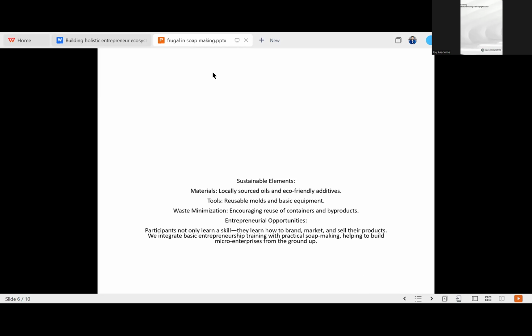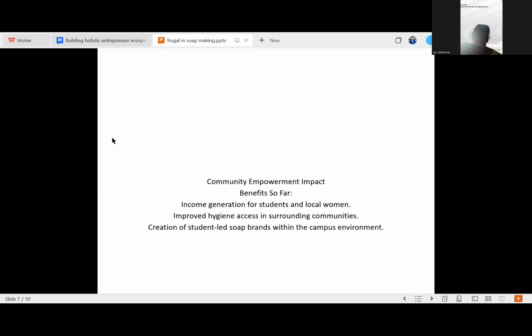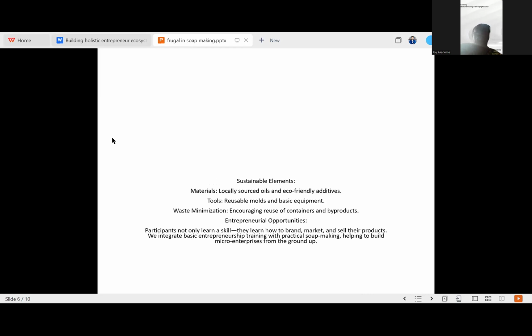So what are the entrepreneurial opportunities for soap making? A lot of us would actually learn from the skill of making soap because you can also learn how to brand the soap. You can also learn how to promote it, how to sell it, and you can also decide on integrating basic entrepreneurial training with practical soap making, so that you can help students who want to establish small businesses from the start. Okay, that will also help them.